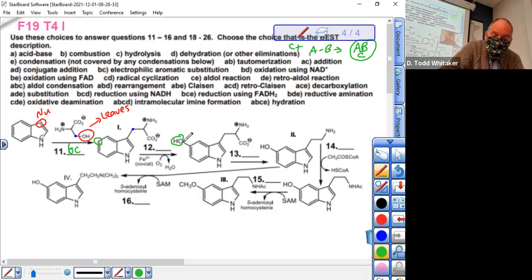Is an alcohol polar or non-polar? Polar. Which chemical oxidizes polar functional groups, NAD plus or FAD? We mentioned it in class the other day. NAD plus is for the polar functional groups. BD would be your answer. I would also accept BC, because we did substitute an H for an O, an electrophilic O, and it's on a benzene, so it's electrophilic.